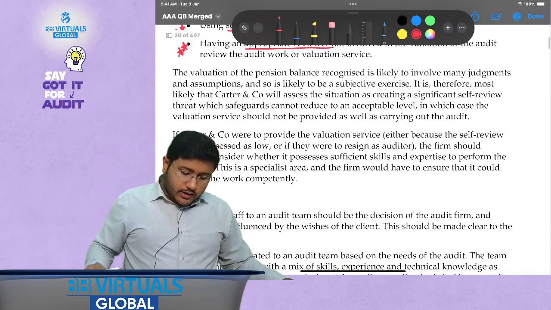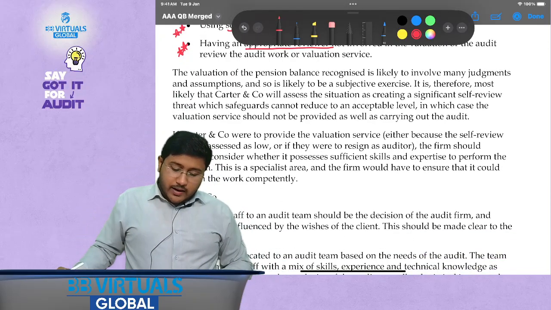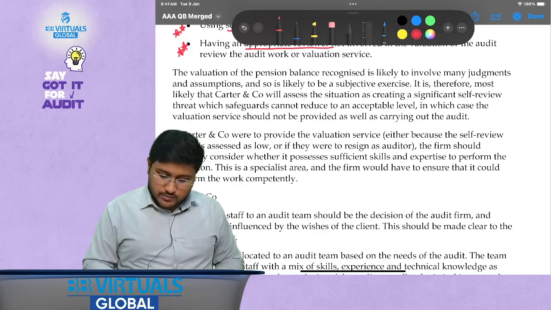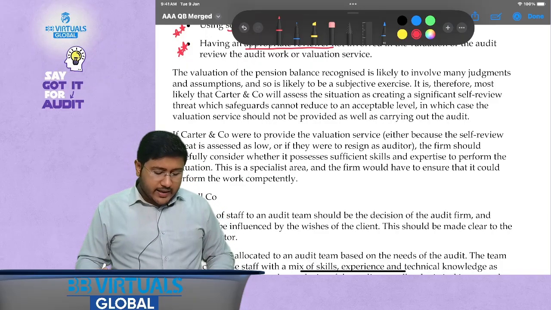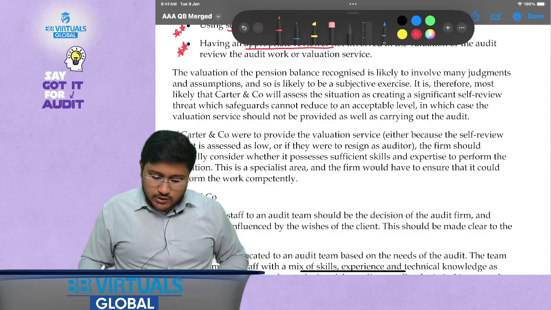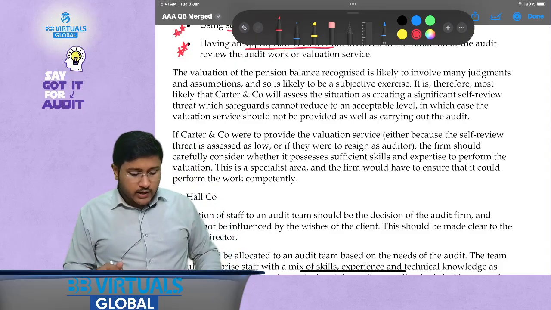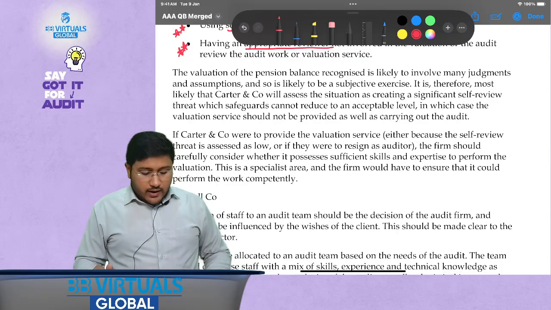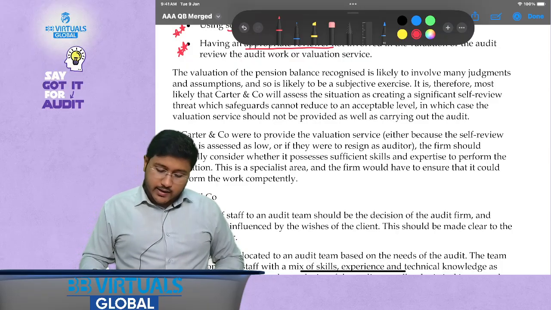Okay, now if the valuation of the pension balance recognized is likely to involve many judgments and assumptions, and so is likely to be a subjective exercise, it is therefore most likely that Carter and Company will assess the situation as creating a significant self-review threat, which safeguards cannot reduce to an acceptable level, in which case the valuation service should not be provided as well as carrying out the audit.